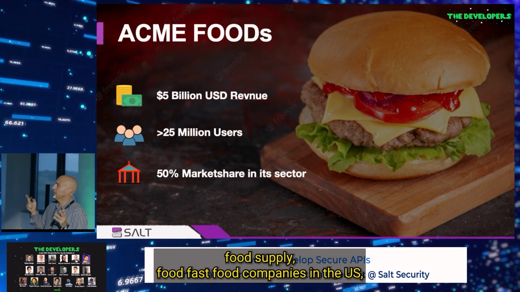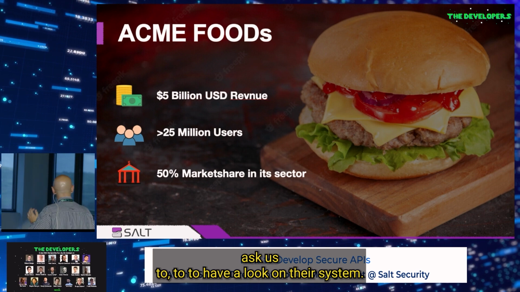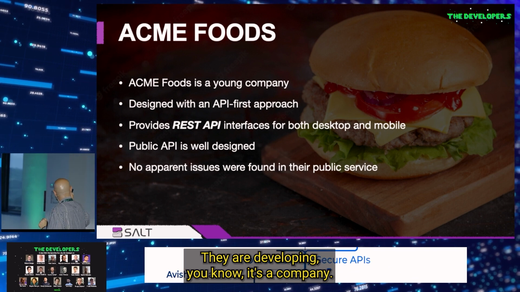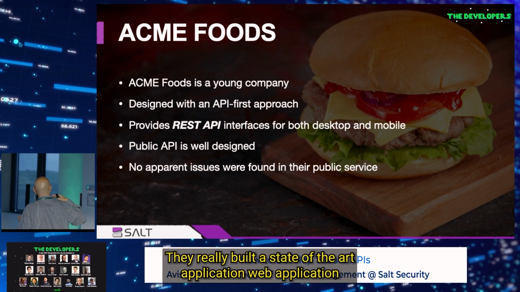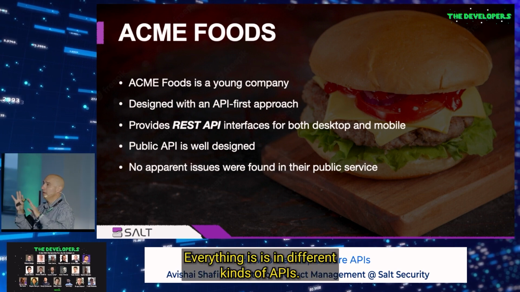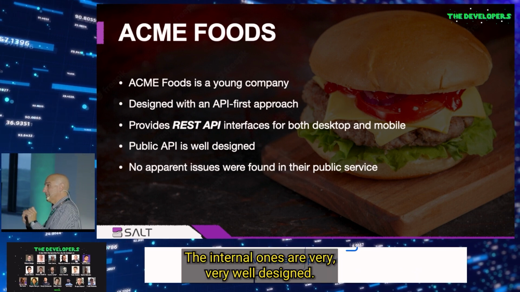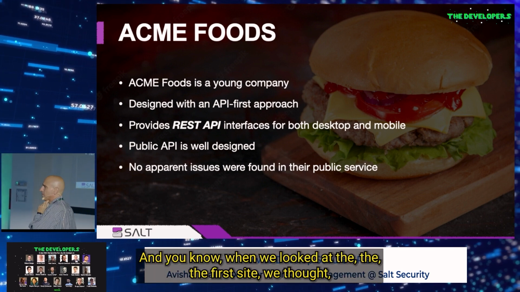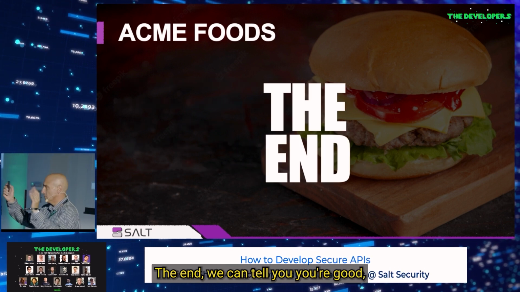So one of the biggest fast food companies in the US asked us to have a look at their system. They are huge, really, really huge. They are developing, it's quite a young company, they understand software development. They don't have a legacy system. They really built a state-of-the-art web application based on REST API. Everything is in different kinds of APIs. The public APIs are very well designed. The internal ones are very, very well designed. And when we looked at it at first sight, we thought, oh, everything looks okay. The end. We can tell you, you're good.